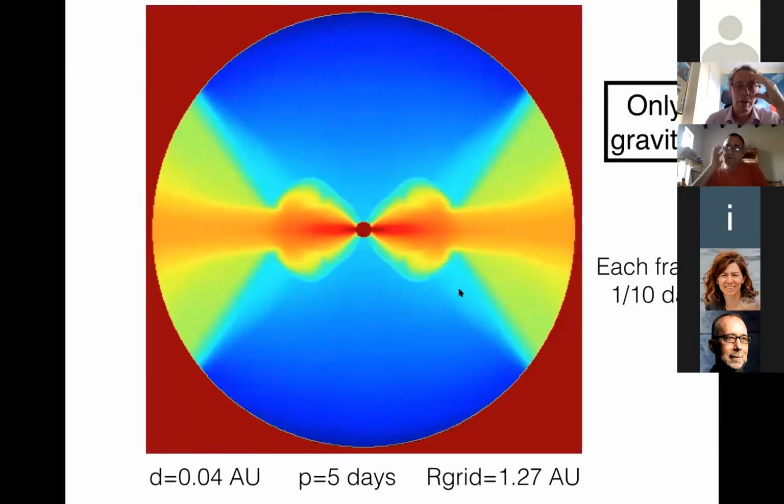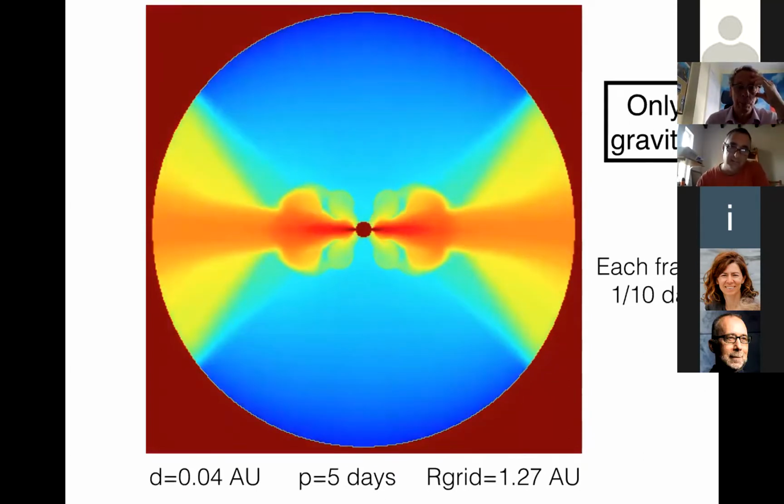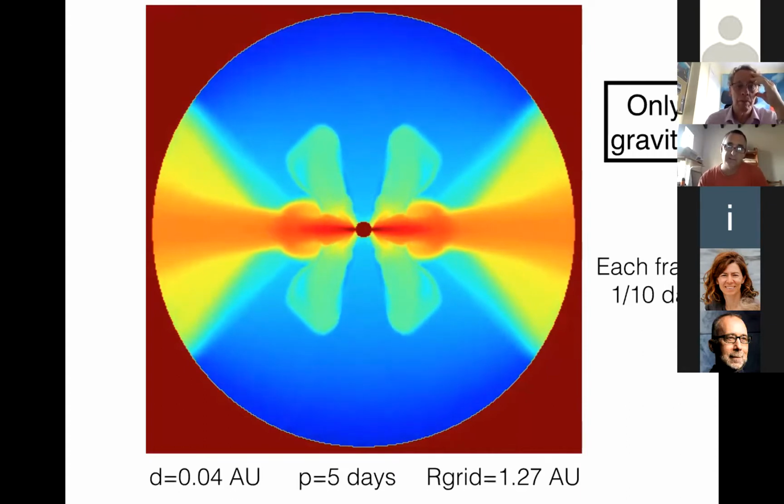So now this is the second solution. The period is 5 days, it is wider now. So again, this is only gravity. We don't inject any energy or momentum. So the escape velocity of the system is smaller, so the wind also has a smaller velocity. It produces also a magnetic tower in the form of an X-wind, but it's much slower, like 30 kilometers per second instead of 250 kilometers per second.